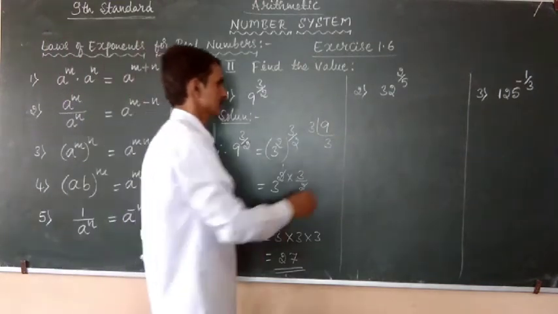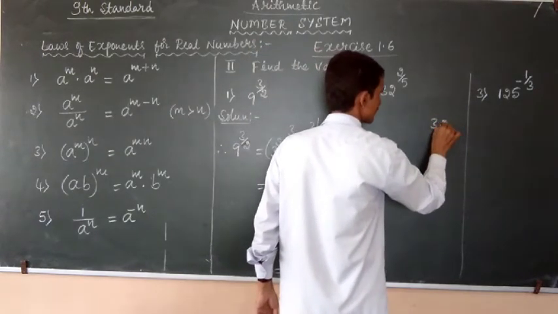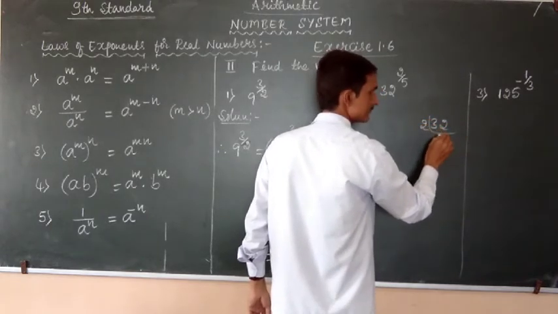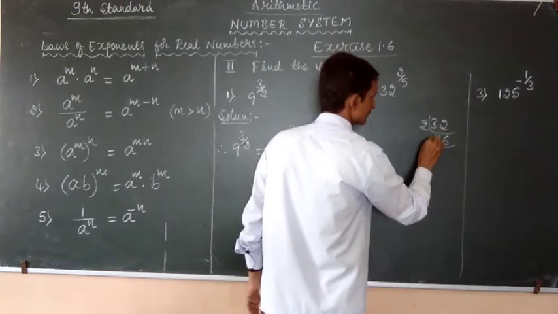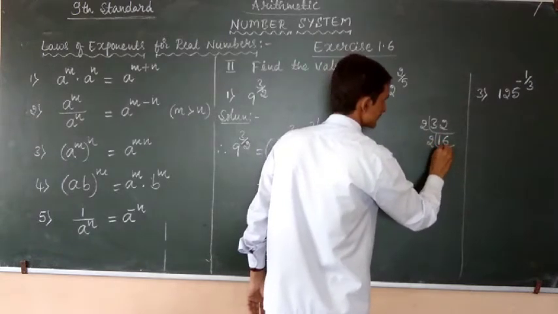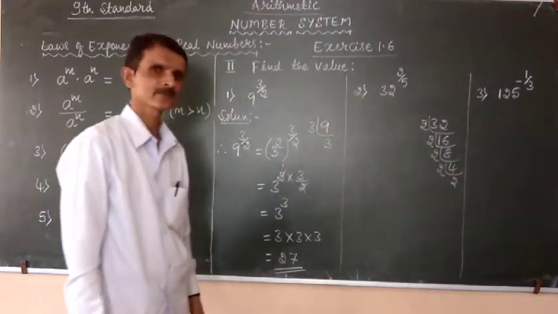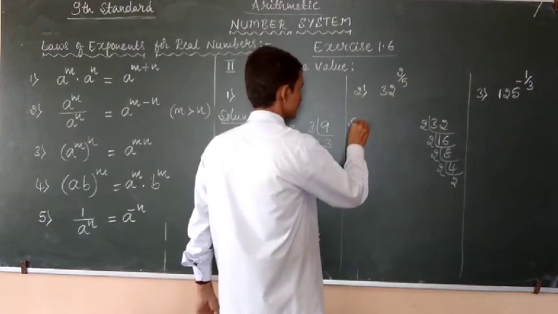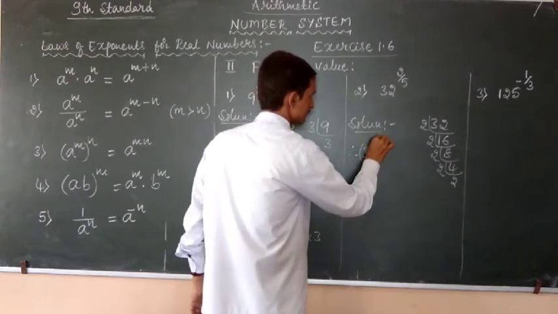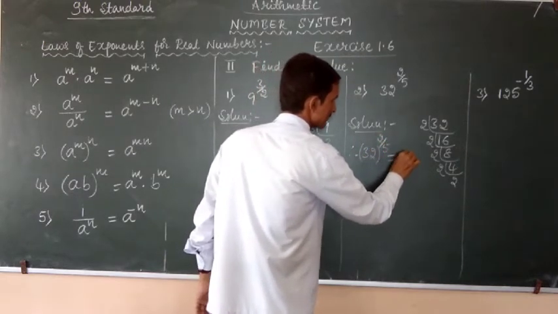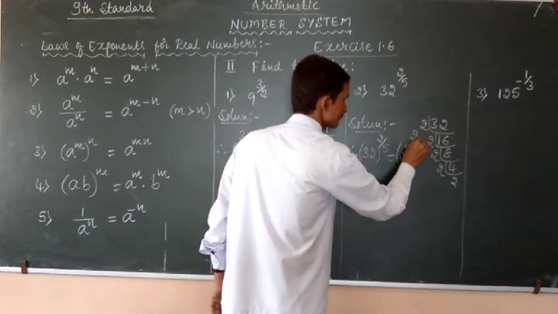Now students, we will move on to the second problem. Now find the factors of 32 by prime factorization: 2 sixteens are 32, 2 eights are 16, 2 fours are 8, 2 twos are 4. So write down the problem. The solution is 32 to the power of 2 by 5 equals (2 to the power of 5) to the power of 2 by 5.